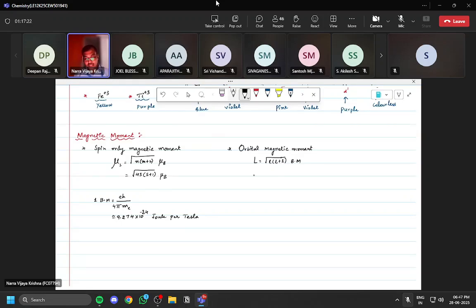What is the Z component of orbital magnetic moment? In structure of atom, we have seen all these points. The Z component of orbital magnetic moment is root of l into l plus 1 into cos theta.